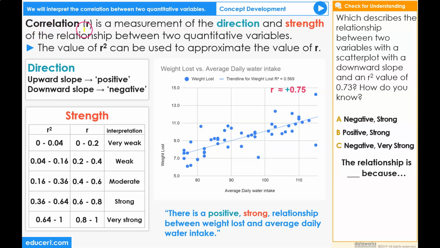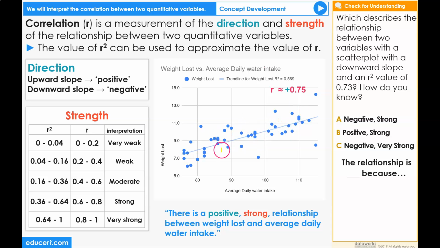Correlation, abbreviated using the letter R, is a measurement of the direction and strength of the relationship between two quantitative variables. In our example below, we have the two quantitative variables, weight lost and average daily water intake. The variable on the horizontal axis is average daily water intake, and the variable on the vertical axis is weight lost. We can see that this data from the scatter plot is in the pattern of a positive relationship.